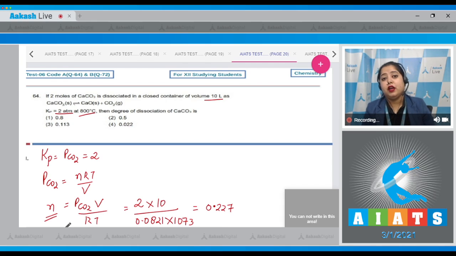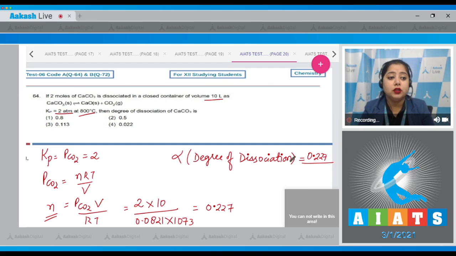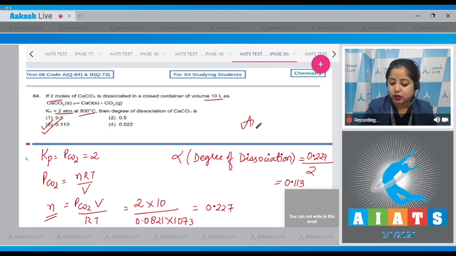Students, now we have calculated the number of moles of CO2 produced at equilibrium. So we can calculate the degree of dissociation. So alpha, the degree of dissociation, is equal to the number of moles of CO2 produced, that is 0.227, upon the total number of moles of the reactant present, which is 2. It's already given that 2 moles of calcium carbonate are present. That means alpha is equal to 0.113. So the correct answer is option number 3.